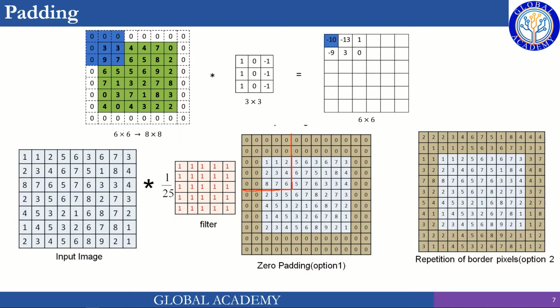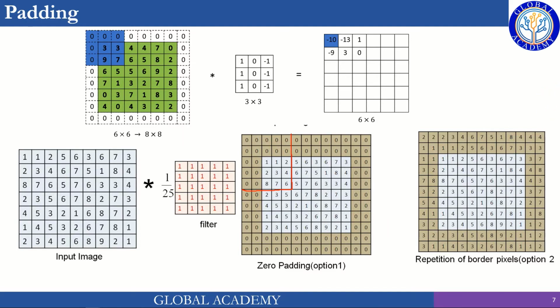Now we have a 5x5 mask. Then we have to append at least two rows and two columns on each side of the input image. If it's a 3x3 mask, then we require at least one row and one column on each side of the input image. And similarly for 7x7, it would be three rows and three columns, and so on and so forth.